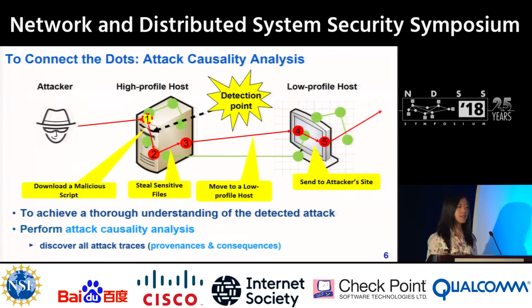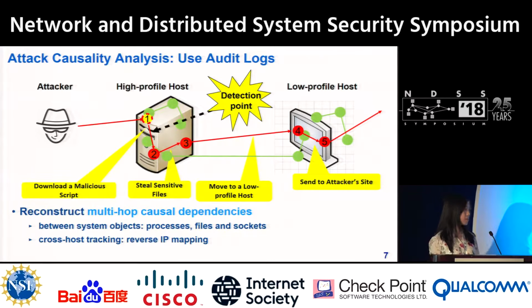To achieve a thorough and sound understanding of the attack, analysts have to detect all the attack traces, including uncovering the provenances and also diagnosing the consequences. So they perform attack causality analysis to connect the dots. The way to do this is, of course, to use audit logs to reconstruct multi-hop causal dependencies between system objects, including files, processes, and also sockets. We support cross-host tracking by using reverse IP mapping here.